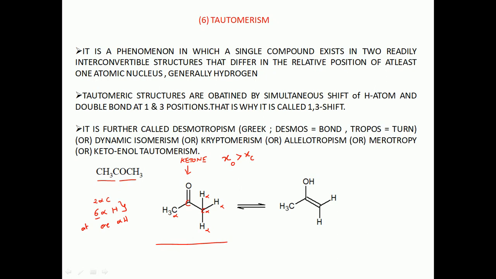So because of this, what happened? The pi bond will polarize towards the oxygen, and the oxygen will get the partial negative charge and carbon will get the partial positive charge.